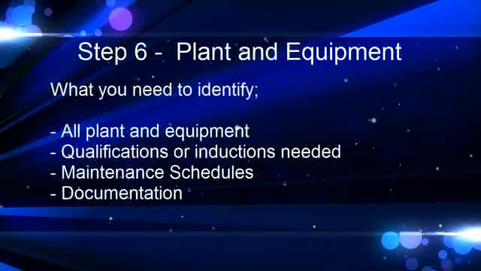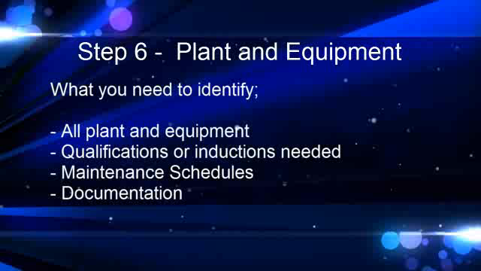Step 6 is Plant and Equipment. In this step, you will need to identify all the plant and equipment that your company has and the qualifications or inductions needed to operate them. The items identified will also need to have maintenance schedules to show that you are providing a safe piece of equipment for your employees to use.